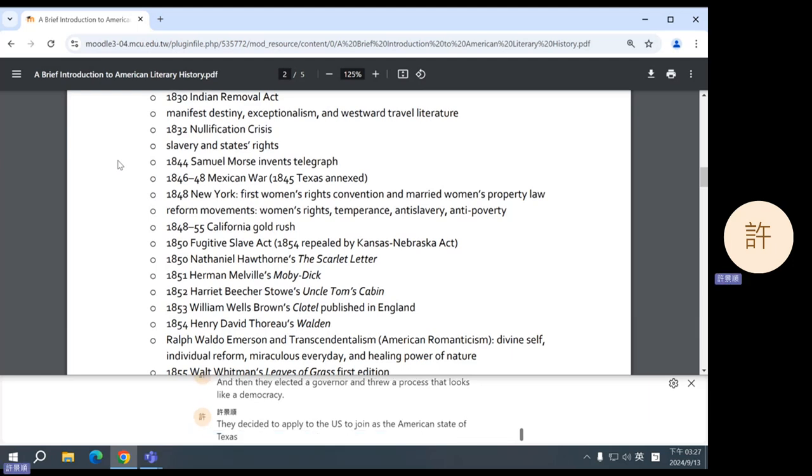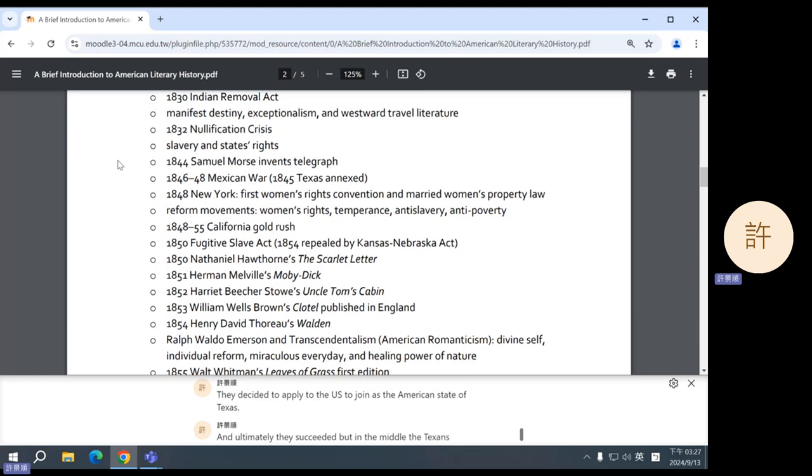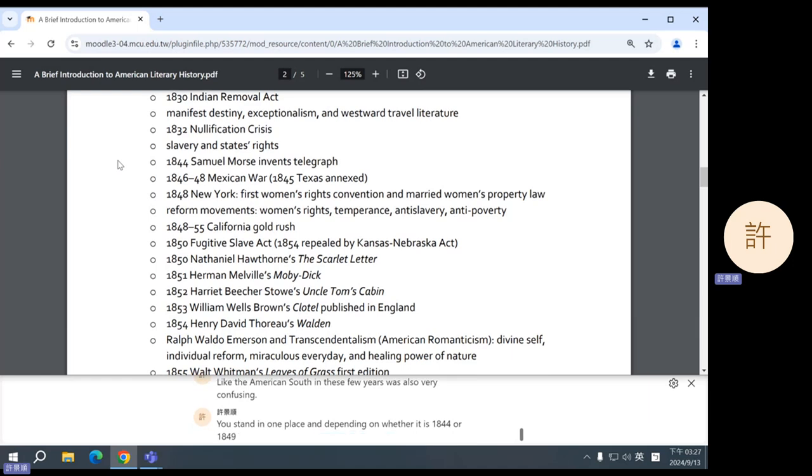And ultimately, they succeeded. But in the middle, the Texans also fought a war of independence against Mexico, and they won. So, like, the American South at and in these few years was also very confusing. You stand in one place, and depending on whether it is 1844 or 1849, you could be in four different countries.